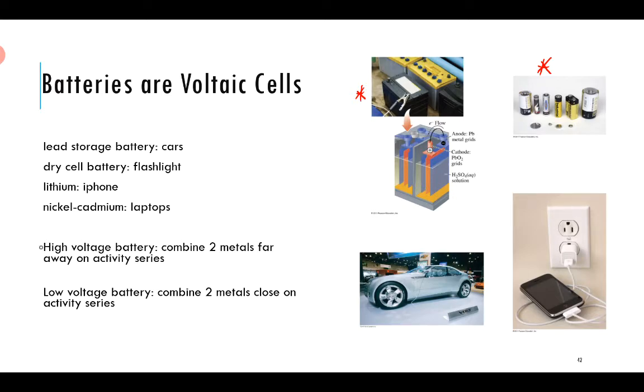So if you want a high voltage battery, then you're going to pick metals that are far away from each other on the activity series, and a low voltage battery would combine metals that are closer together on the activity series. Because the distance that they are apart on the activity series relates to the electric potential you'll get out of the chemical reaction.